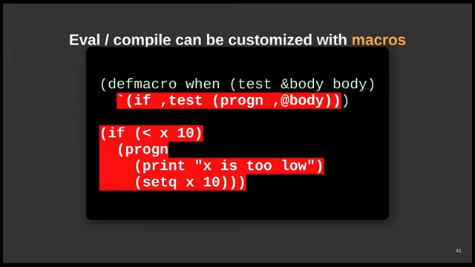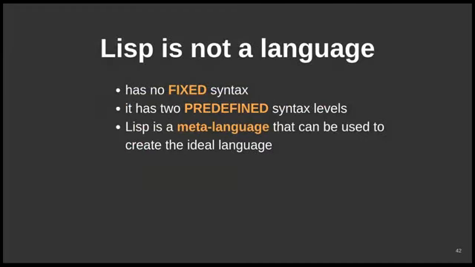Please note that in this presentation, a lot of technical details have been left out for the sake of brevity and simplicity, but the fundamental point remains. Lisp is not a language. The reason is that Lisp has no syntax, in the sense that most other languages do. Lisp systems normally come with two predefined syntax levels, one for reading and another for evaluating. However, a Lisp programmer is free to modify these, shaping the language to better suit their needs.